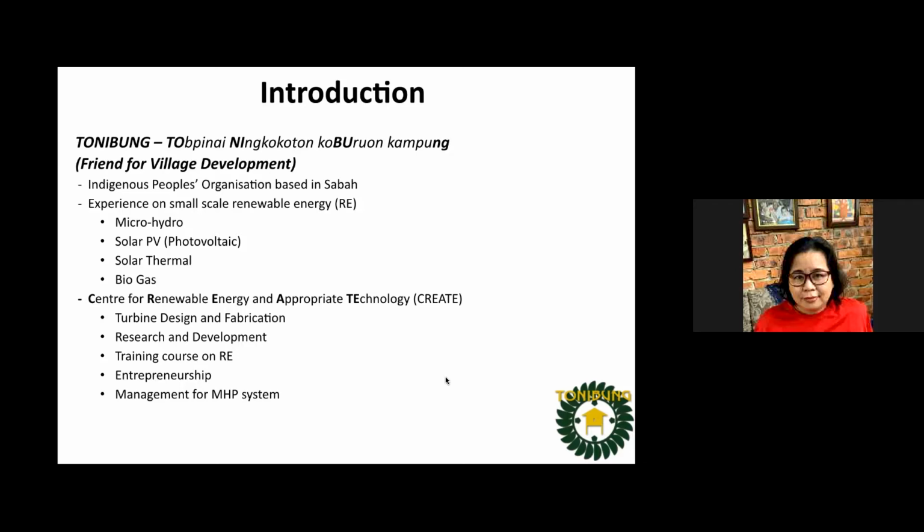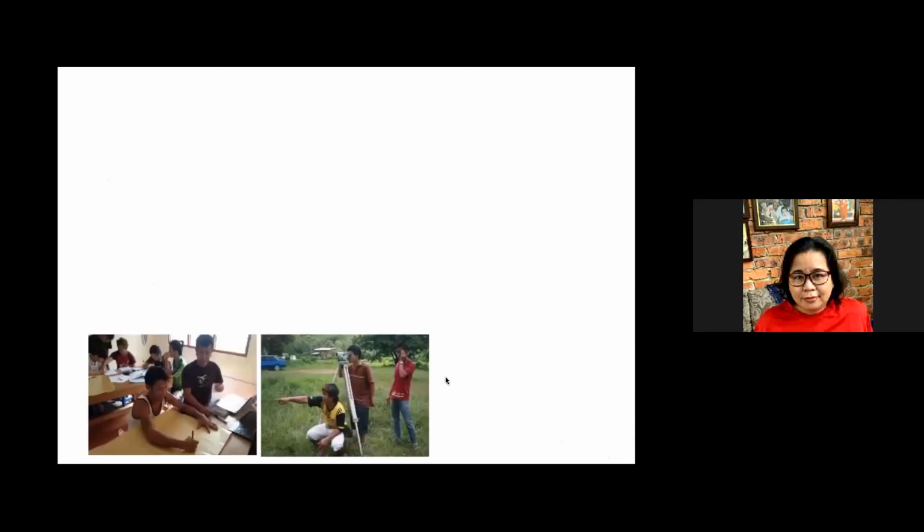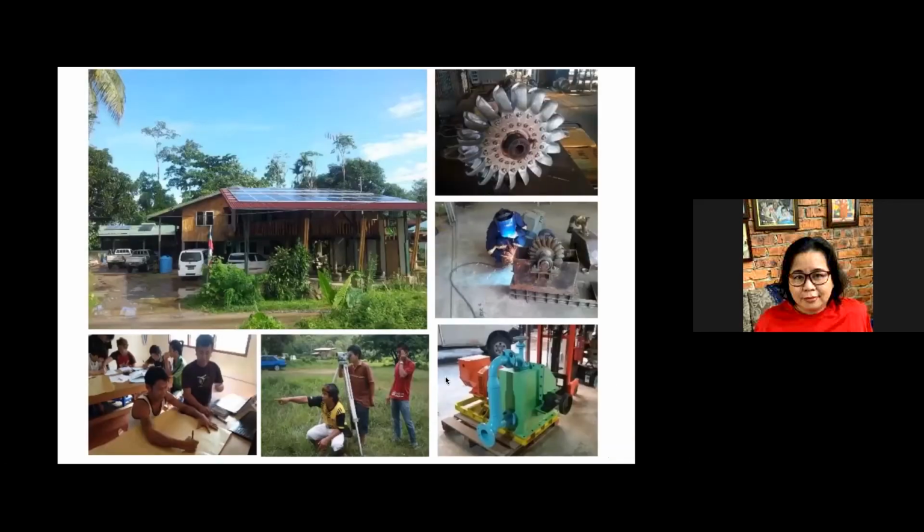We also have a center called CREATech, Center for Renewable Energy and Appropriate Technology, where we combine design and fabrication, research and development, training courses on RE, entrepreneurship, and also management for MHP systems. Next. This picture shows our center CREATech in Penampang, Sabah, where we give training to the local operators, training also on feasibility studies, and also manufacturing turbines. Next.